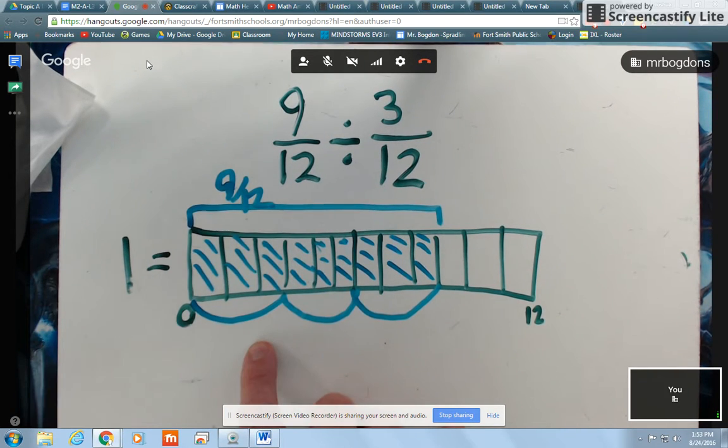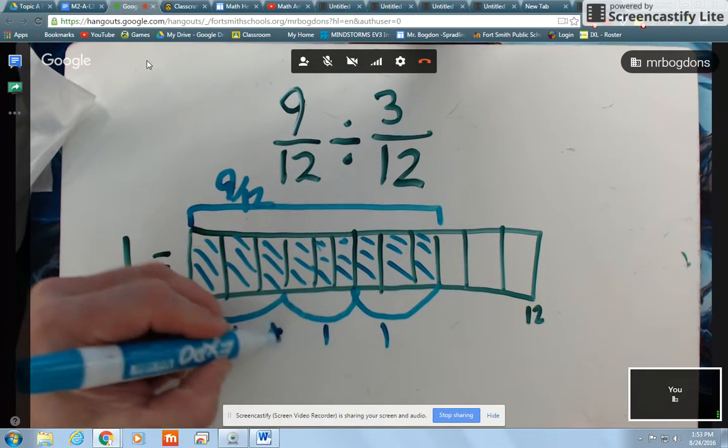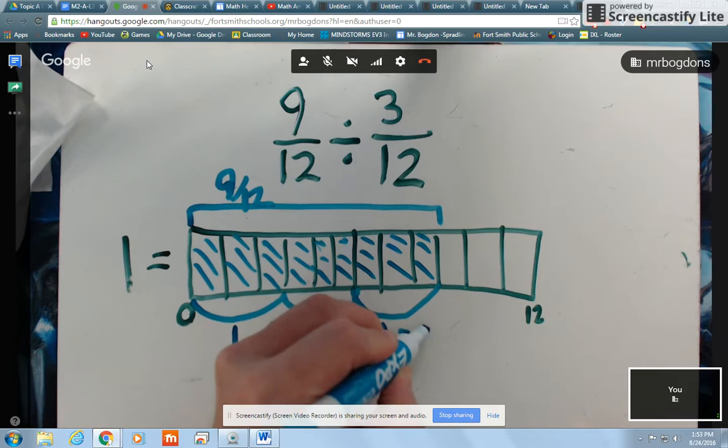So how many groups of 3/12ths do I have? Yes. 1 plus 1 plus 1 equals 3.